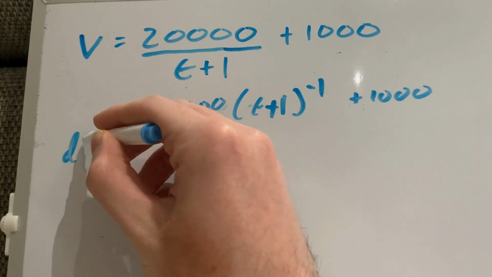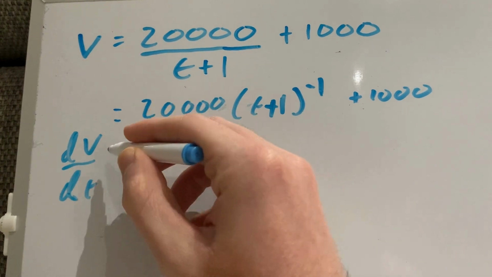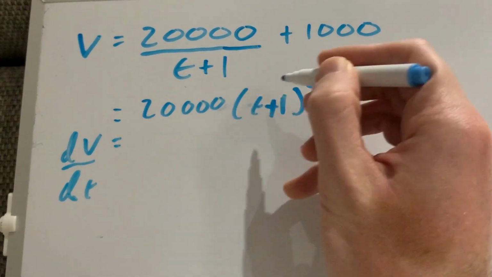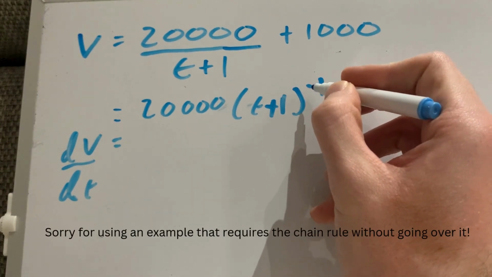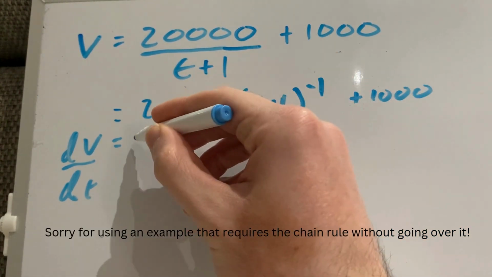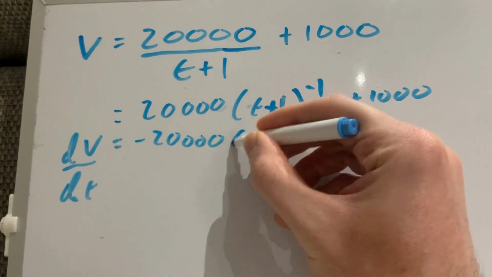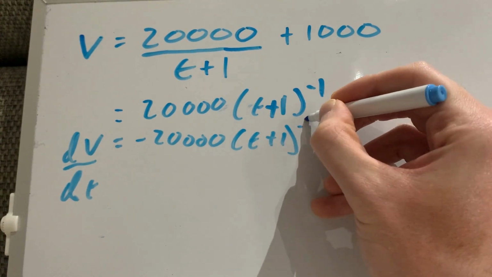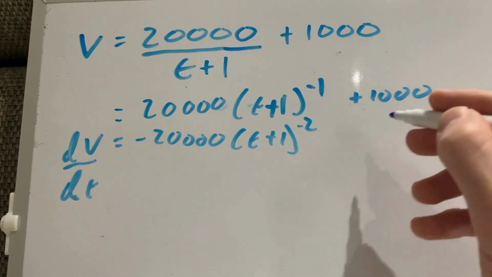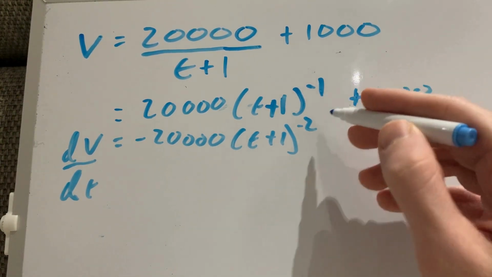So we can use the chain rule here to calculate dV by dt. We'll probably do the chain rule in another video. But for now, you just have to take my word for it. What you can do is, it's going to work the same way. We multiply by the power, so minus 1 times 20,000 is minus 20,000. And then we just take the power down by 1. So minus 1 is minus 2. And since 1,000 is a constant, it's going to disappear. It's going to be 0.